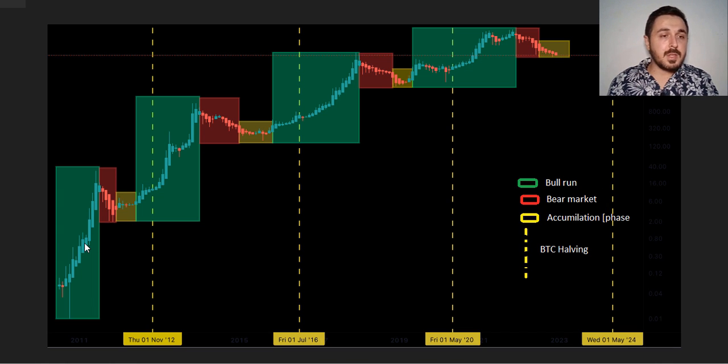You can see our colored boxes: green, red, and yellow. Our green boxes are the bull run, our red boxes are our bear markets, and the yellow box is our accumulation phase. You can see the candles look a little bit different. We are not on the regular candles, those are Heikin Ashi candles. They show price action through a different lens. Our vertical dotted yellow lines are Bitcoin's halving every 4 years.